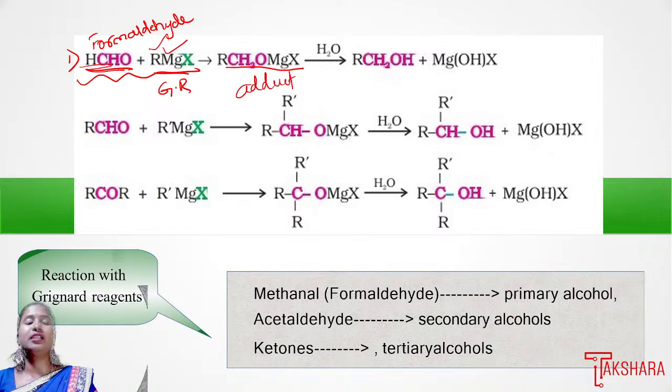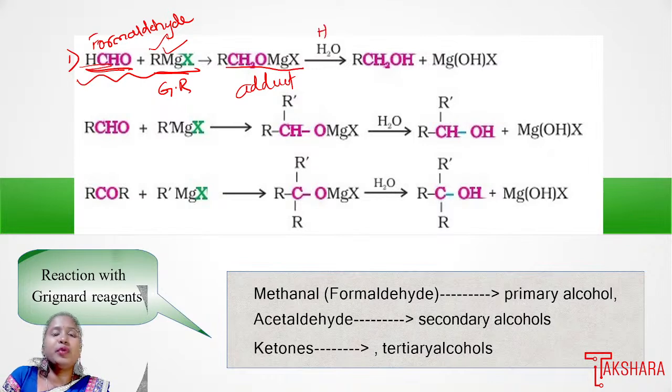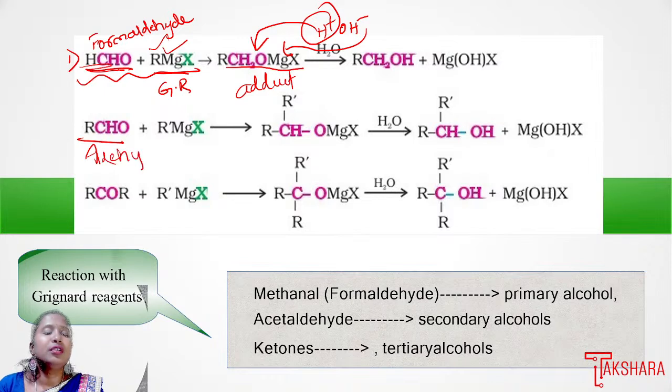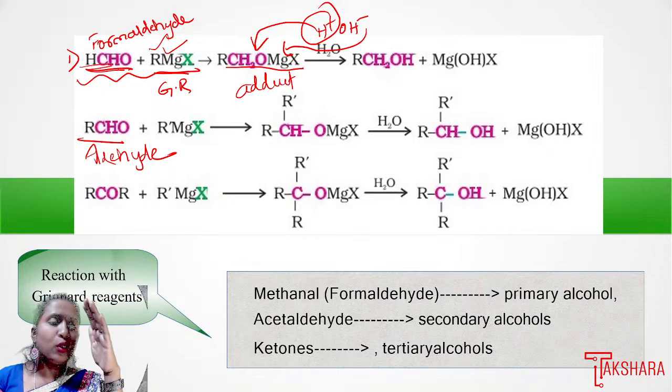So for this adduct, if you add again one more mole of water, in water there is the presence of H plus and OH minus. This H plus attaches to the oxygen atom, and OH minus combines with the MgX, and it is going to form MgOH and X. Then the second example we have RCHO plus RMgX, so that is a general aldehyde plus RMgX, the Grignard reagent. RMgX is what? Grignard reagent.